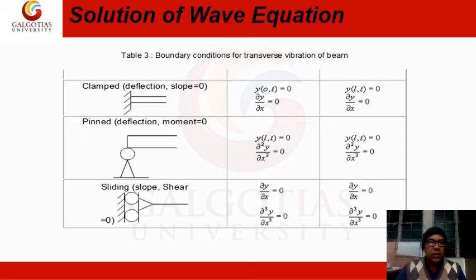So in the clamped beam, where this is the fixed end, the deflection will be 0 and the slope will be 0. So y(0,t) will be 0, and y(L,t) will be 0, dy upon dx will be 0, dy upon dx at the right hand side will be 0.